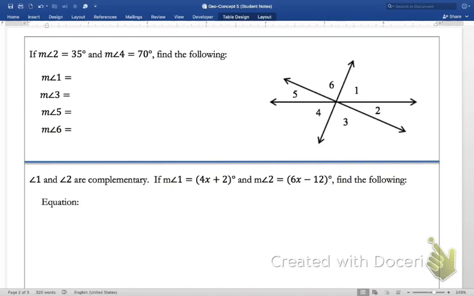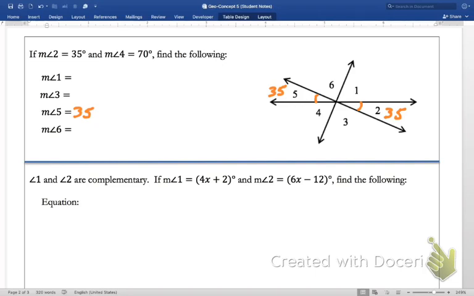Alright, well, on to the next page. We have 6 angles in this picture, but we only know 2. And we have to find the other 4 angles. So let's use what we know and let's fill in the diagram. We know that angle 2 is 35 degrees. Now because of that, angle 2 and angle 5 are actually vertical angles. So that means that angle 5 is also 35 degrees, and so I can go ahead and fill that in to my table here.